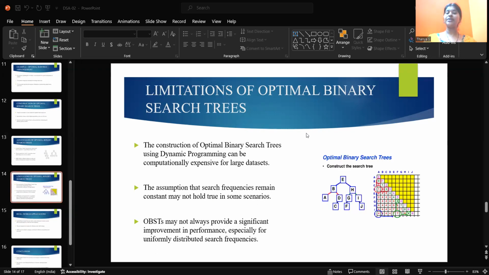The next one is limitations of optimal binary search trees. The construction of optimal binary search trees using dynamic programming can be computationally expensive for large data sets. The assumption that search frequencies remain constant may not hold true in some scenarios. Optimal binary search trees may not always provide a significant improvement in performance, especially for uniformly distributed search frequencies. These are the three main limitations to be noted.